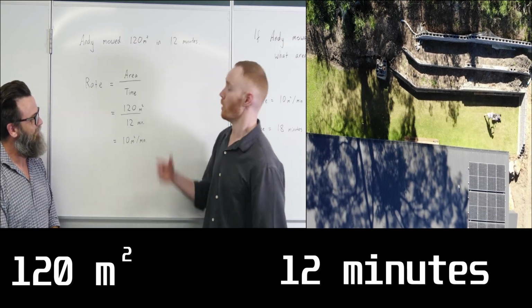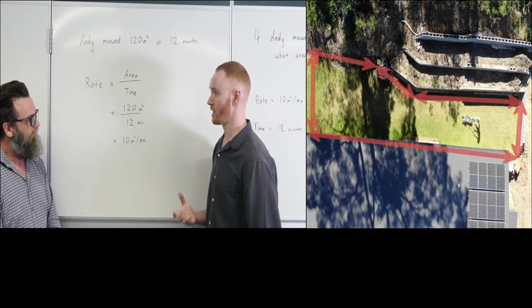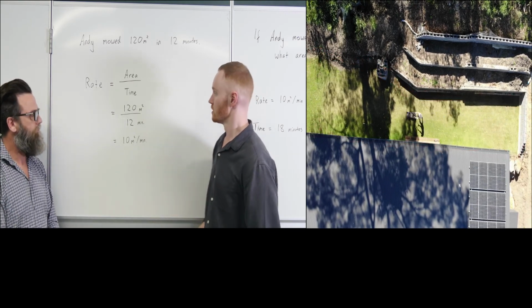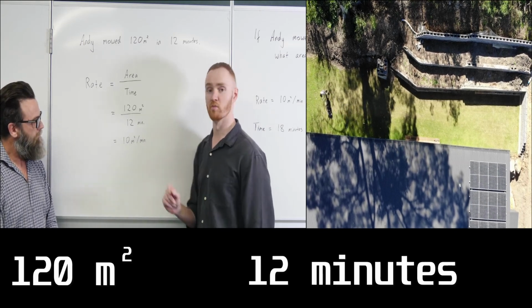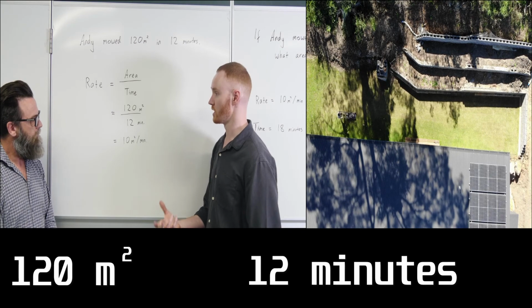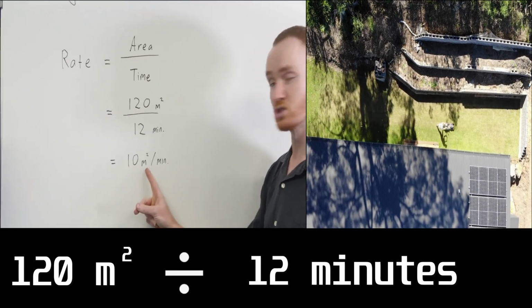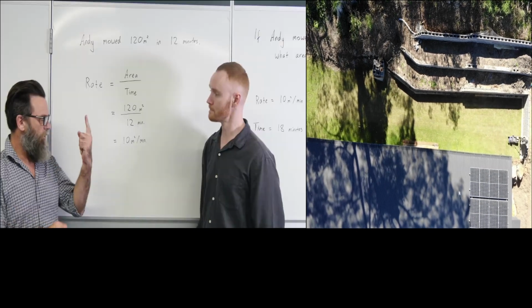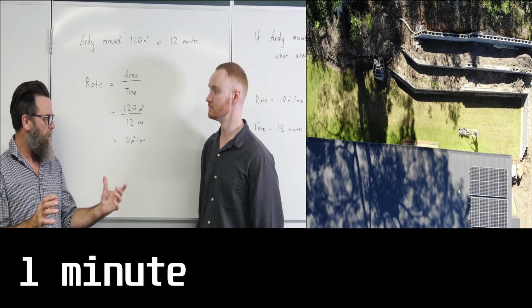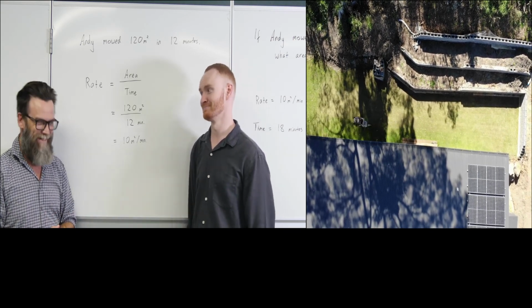So, my rate, how fast I can mow, is the area that I mow divided by how long it takes me, the time. Over the weekend I mowed 120 metres squared, it took me 12 minutes. So if I take that 120 and divide it by 12, I get my rate of 10 metres squared per minute. Okay, so that means that every 1 minute you actually mowed 10 square metres worth of grass. Yeah, and I mowed it well.